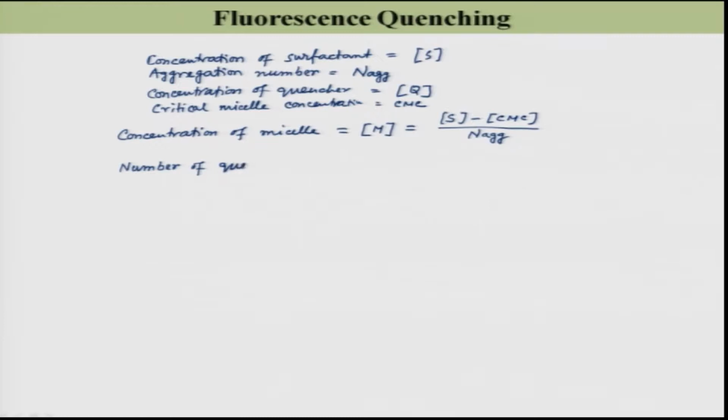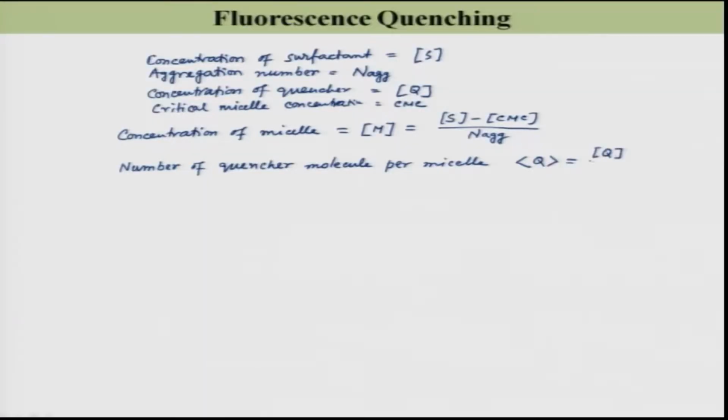And I can now also try to define this quantity, the number of quencher molecules per micelle, represented by this average Q. This is nothing but the concentration of Q, the concentration of the quencher, divided by the concentration of micelle, and that is going to be the average. It is not necessarily that all these micelles will have that exact number of quenchers, but that is my average, right. So, I will simply write the concentration of Q divided by this M.